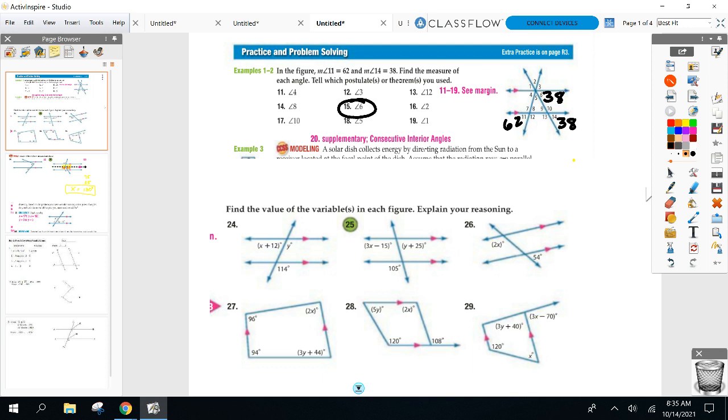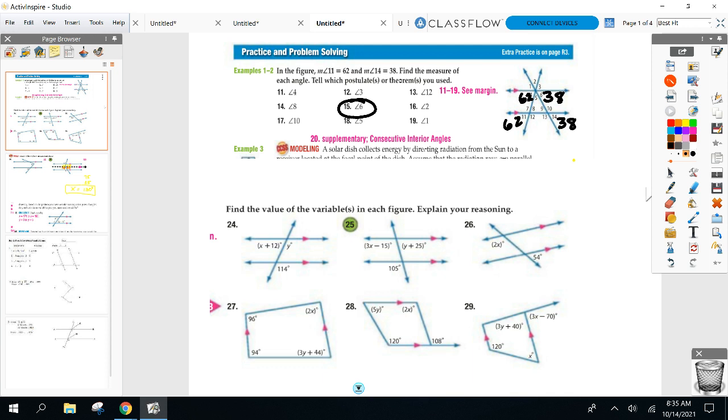Okay, let's see. So let me go from the 62 angle now. Do you agree that 4 and 11 are corresponding? 4 and 11 correspond to each other. So if that's 62, this is 62. We're good so far? And then you're looking for which one? Which one did you ask me for? Angle 1. Okay, angle 1, 62.